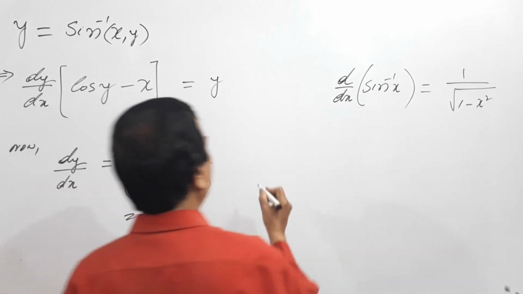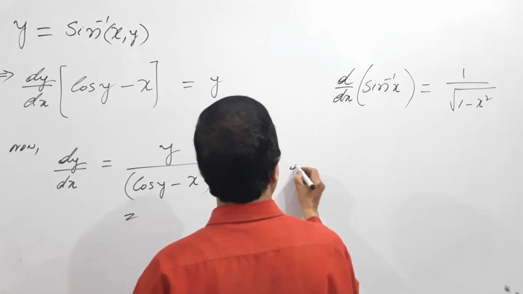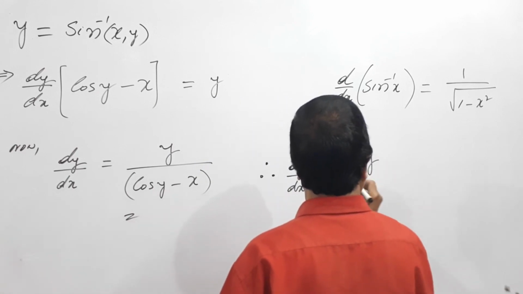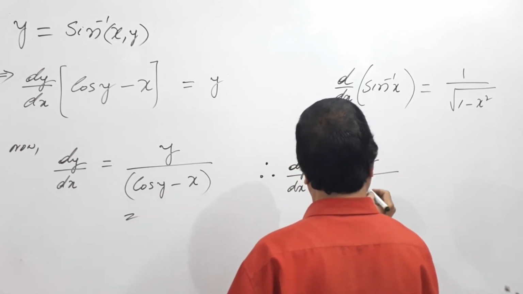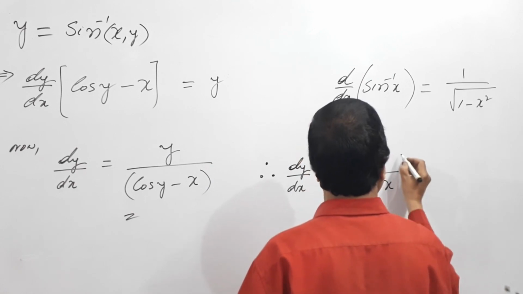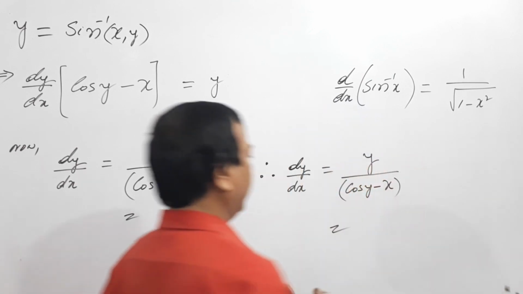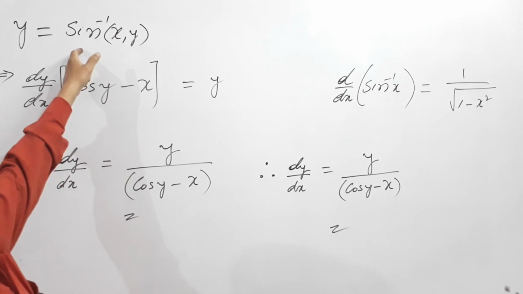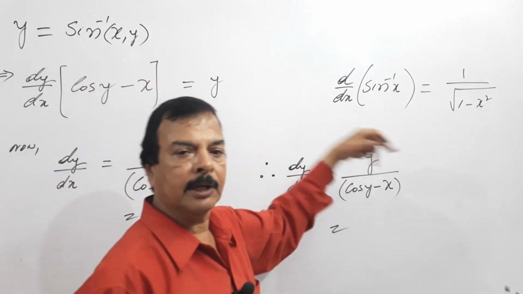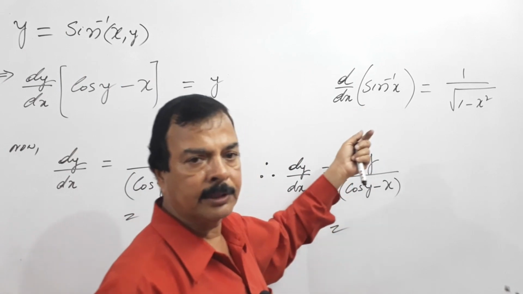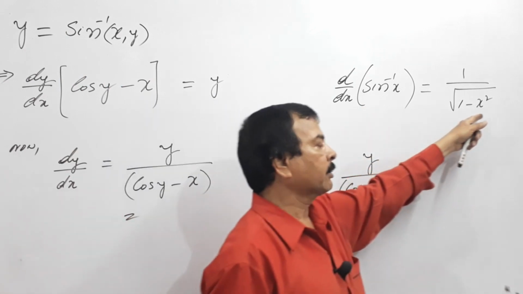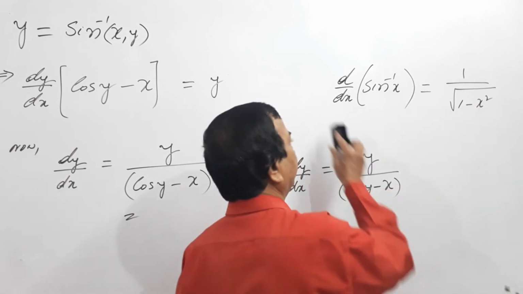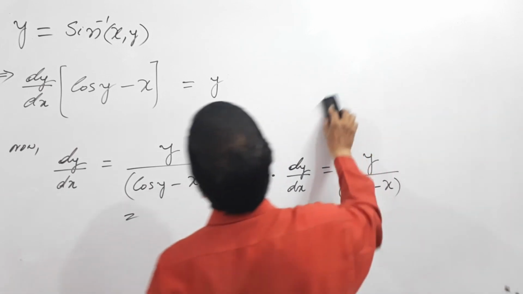Therefore, you have to write this compulsorily: dy by dx equals y by cos y minus x. This is the required answer. You get 4 marks in the examination only for this one small trick. If you don't know it, you will get stuck with the problem. I have seen some students use the x squared formula and put xy instead, and they go wrong. Don't commit that mistake. Use this technique.